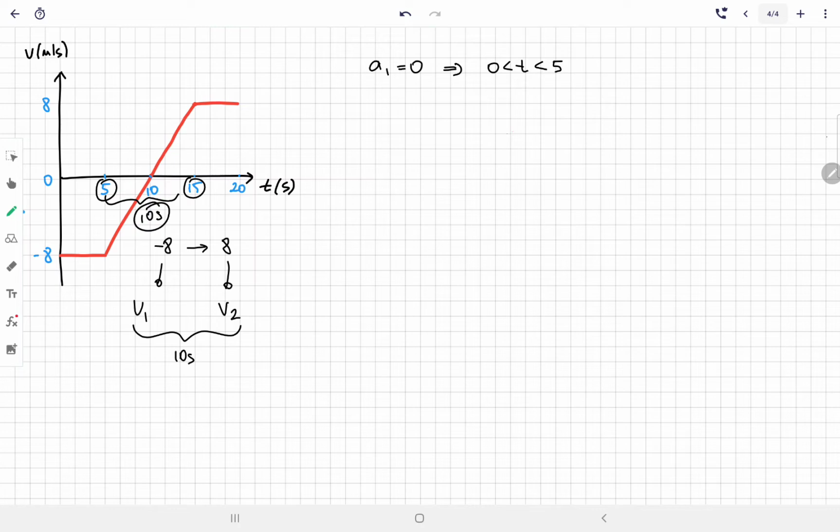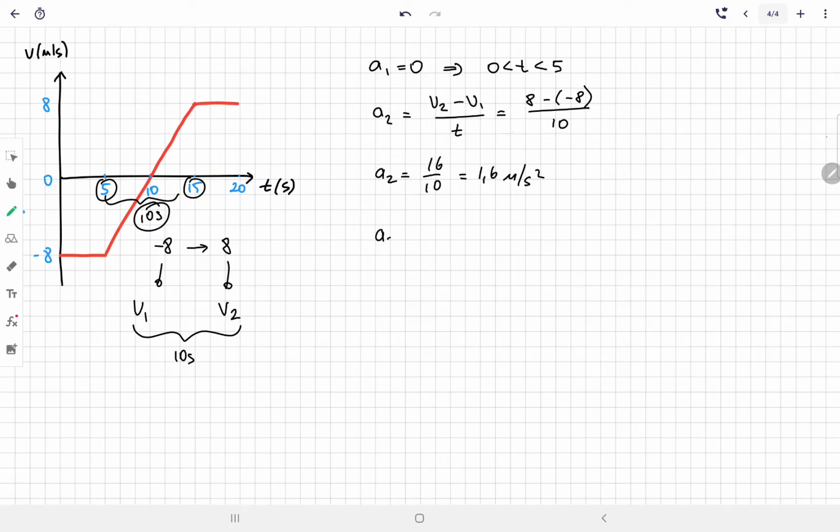So for motion with constant acceleration, we know that we can find its acceleration by using this formula: final velocity minus initial velocity divided by time. Final velocity, as you see here, +8 minus initial velocity, which is -8. Time interval, it takes 10 seconds. So acceleration for this part of the motion equal to 16/10 or 1.6 meter per second square. And it's positive. From this equation we got a positive number, so it's positive.